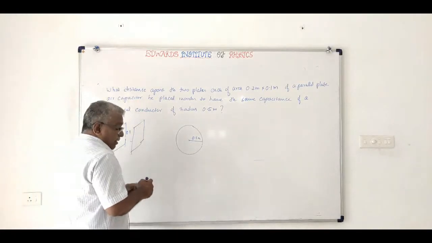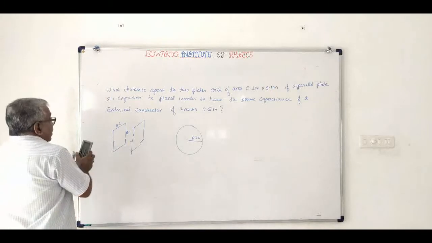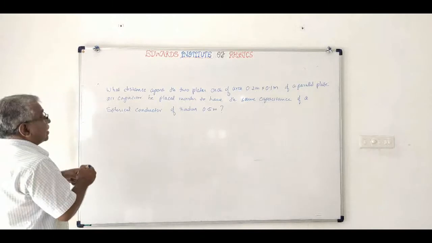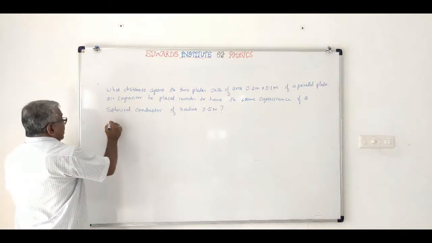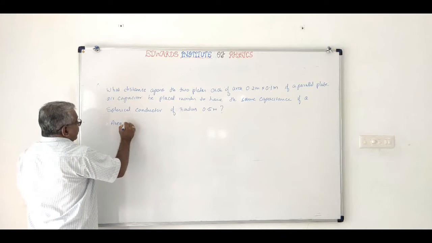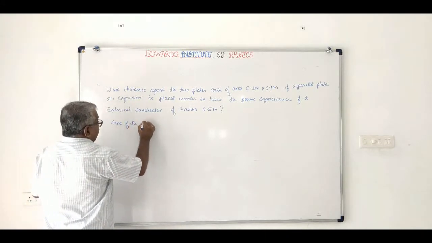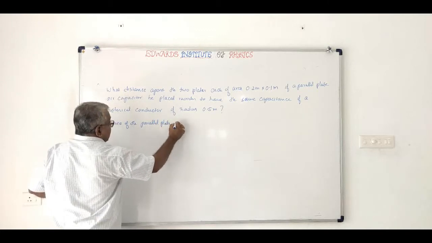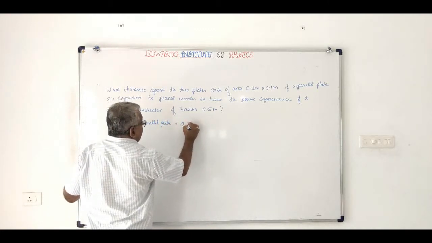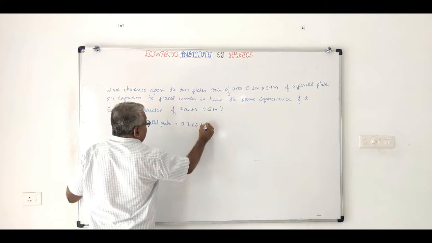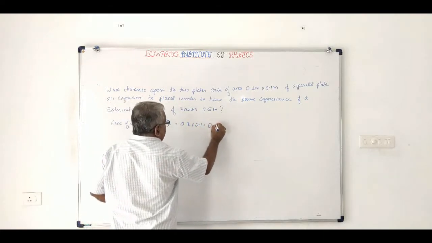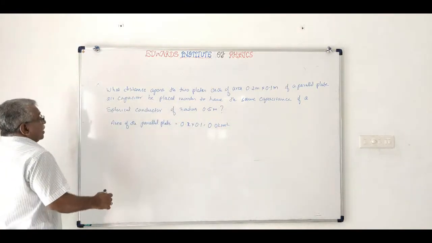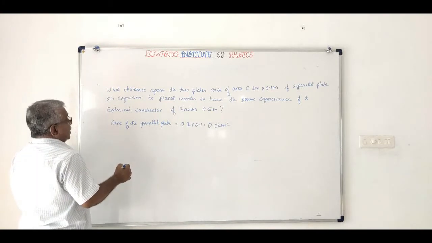Okay. Now let us see how to do it. What is the capacitance of a parallel plate capacitor? So let us write down what is the data given. Area of the parallel plate is equal to 0.2 into 0.1 is equal to 0.02 meter square. That is the area of the plate. Then it should have a radius of the sphere.